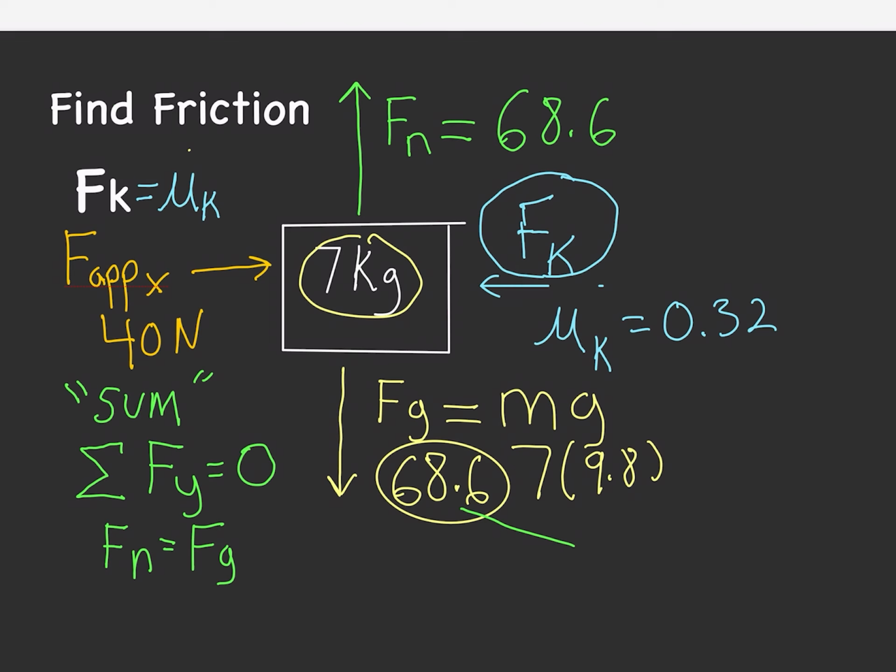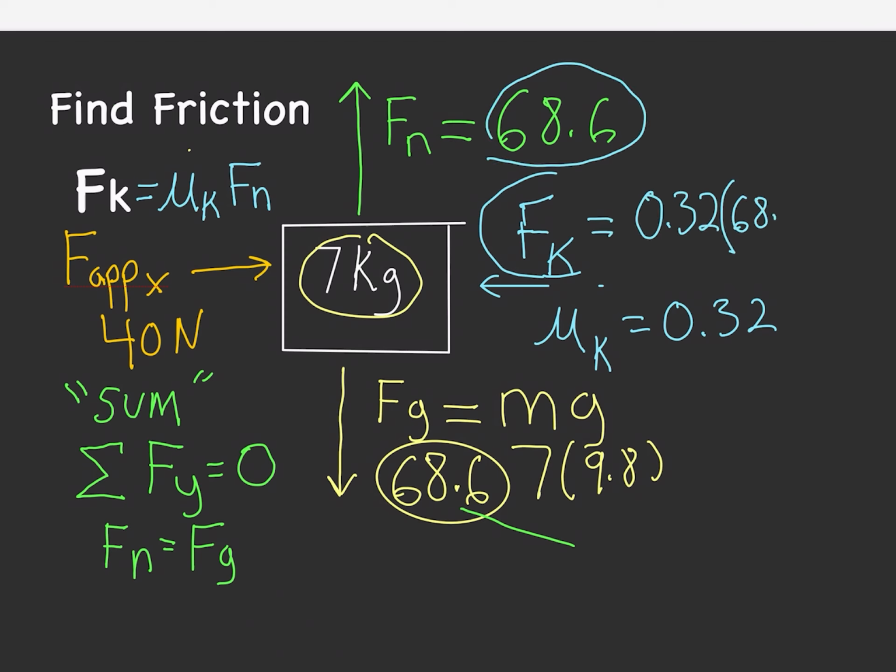Okay, so then to get that, we have to do mu k times F of n, the normal force. That's the simple equation, and that's going to give us the total friction force. So in this situation, we have the 0.32 times that 68.6, because that's the normal force. When you multiply those, that becomes the force of friction, which is about 21.95. And again, it's to the left.